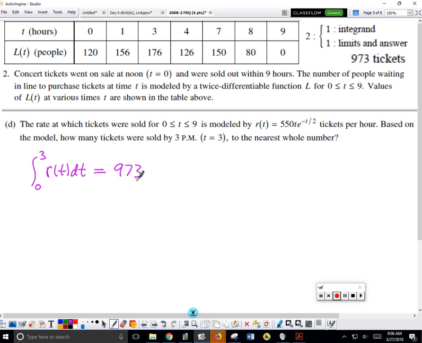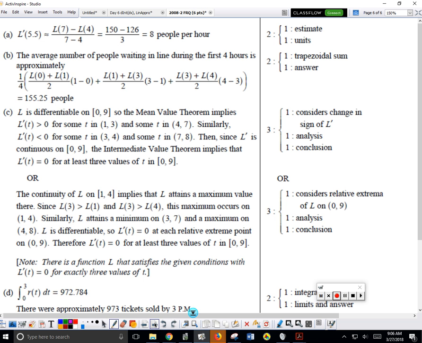So here is a summary of the points. We didn't worry about this one. That means there were 6 points available to us.